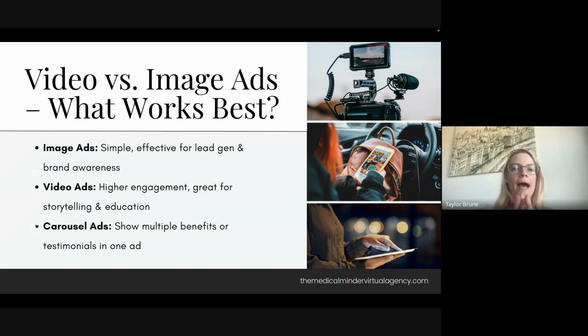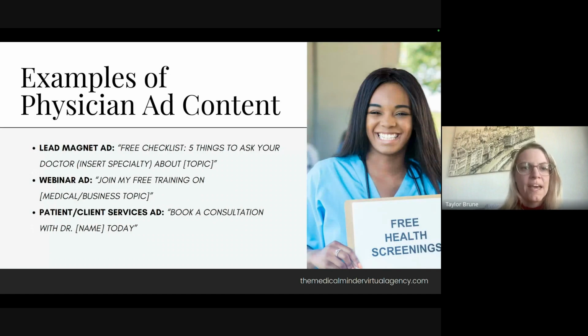But you want to keep the ads simple, effective for lead generation and brand awareness. The video ads, you definitely will get higher engagement on those ads, and it's great for education, selling courses, storytelling, capturing their emotions and their pain points. And then the carousel ads honestly show multiple benefits of your product or testimonials, or hit the storytelling in the carousel ad. And then examples of physician ad content.